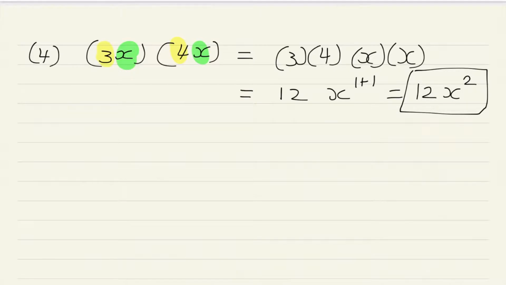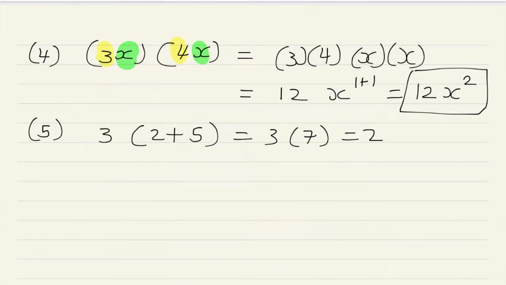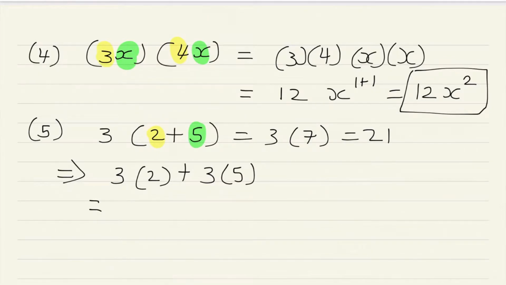Another useful property is the distributive law. Let's try this example. So 3 times 2 plus 5, that's 3 times 7, so that's 21. Or we can use the distributive property of multiplication. So that would be 3 multiplied by the first term plus 3 multiplied by the second term. So that's 3 times 2, that's 6, plus 3 times 5, that's 15, which is equal to 21.